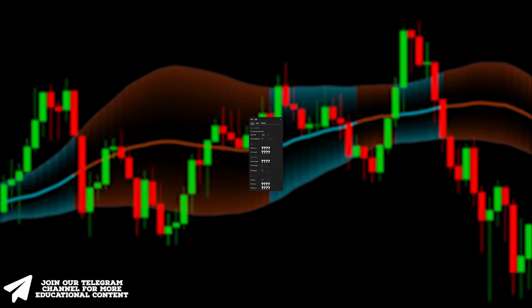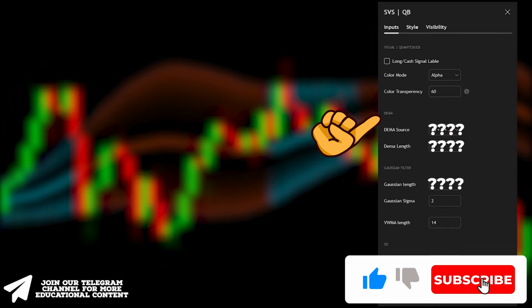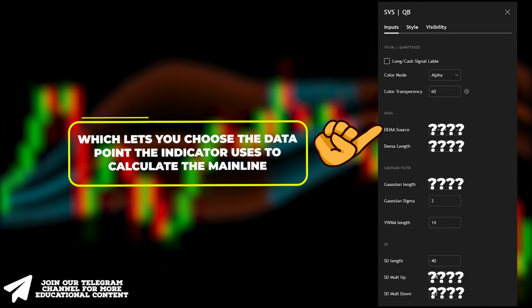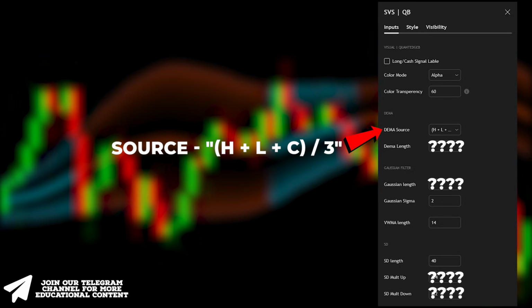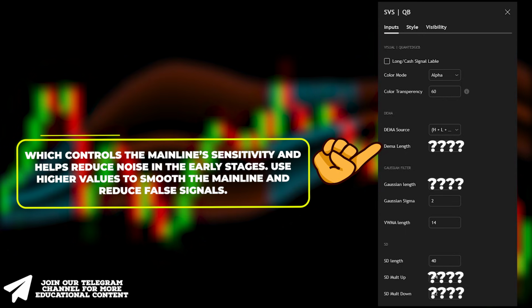For this reason, open the Inputs menu. We have a lot of work to do there. First, there's a DEMA parameter group, where we have the DEMA source, which lets you choose the data point the indicator uses to calculate the main line. Configure it as follows.